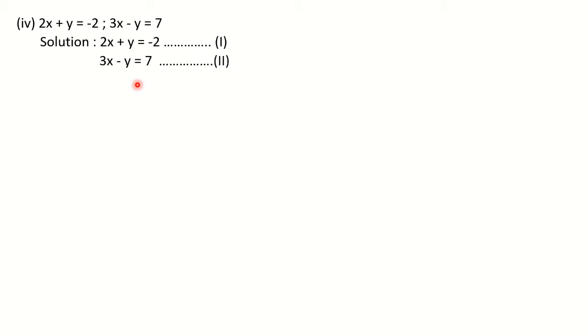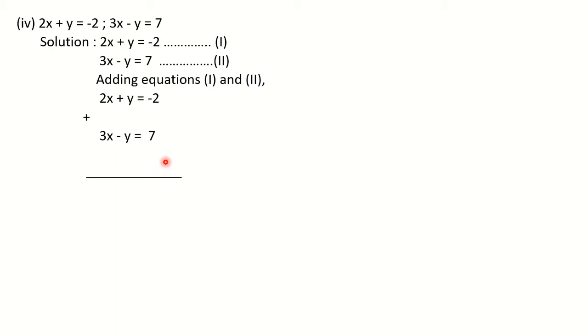Directly now you have to decide whether to add or to subtract. As I have said, you have to observe the signs. Here the signs are opposite, so addition will help us. We are going to add. So write down adding equations 1 and 2. First write equation number 1, that is 2x plus y is equal to minus 2. Then plus, since we are doing addition. Then equation number 2, 3x minus y is equal to 7. Okay, let us add them.